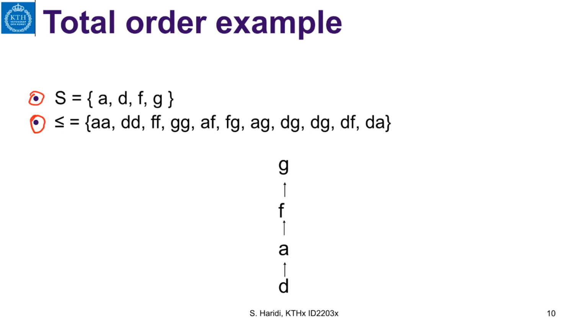We first satisfy the reflexivity. And then we are saying that A is before F, F is before G, A is before G because of the transitivity, D is before G, again, because of the transitivity. This is already repeated, we don't need it. And then we have also D before F, because of transitivity. And then we have D before A. We covered the relation between all the elements in the set S.